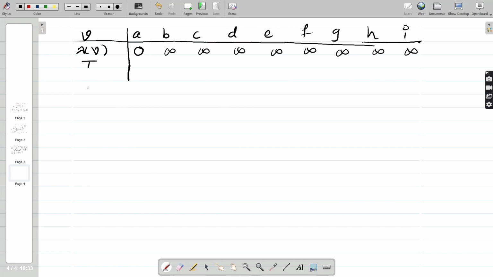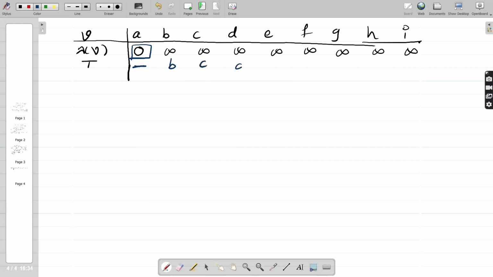Now, we will start from A. Here in this set of values, 0 is the minimum value, right? So I'm going to mark 0 here, and then here I will put a dash. That means I'm not going to consider A. So naturally, the distance between A and itself is 0. So that is the shortest.